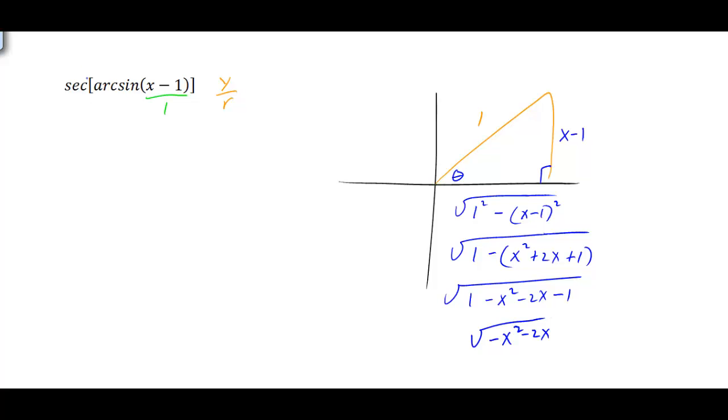So now that we have our triangle, we can come over and find the secant. And once again, we're looking for the secant here, the reciprocal of your cosine, which is r over x. So the secant here of our angle is going to be equal to 1 over the square root of a negative x squared minus 2x.